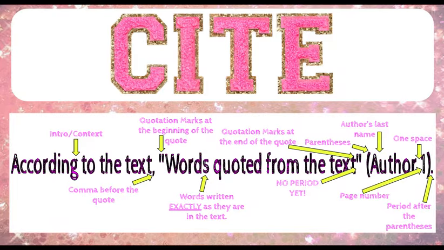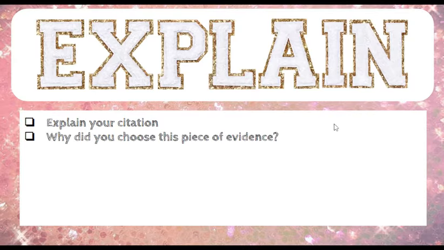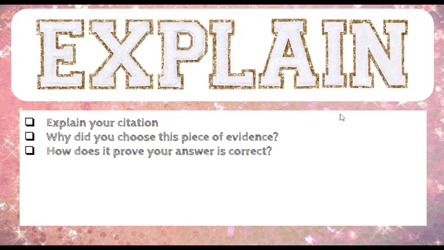So when you are citing text evidence, this is the format that you need to follow. It needs to look exactly like this. We will practice it all year long. All right, and then comes the explain part. In this part, you are actually explaining why you chose the evidence that you chose. So you're explaining how that quote actually proves your point.